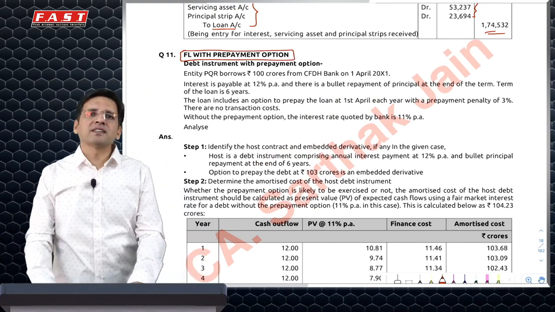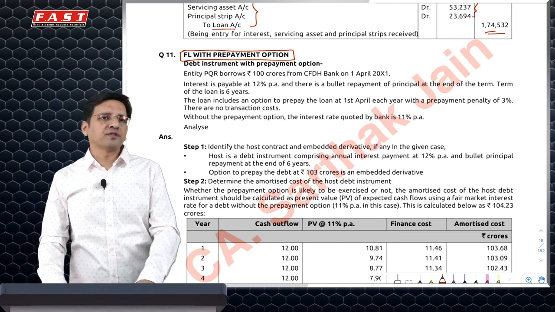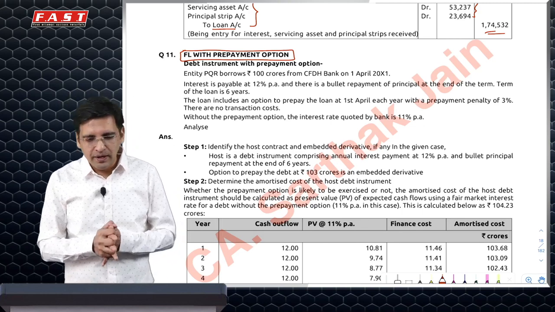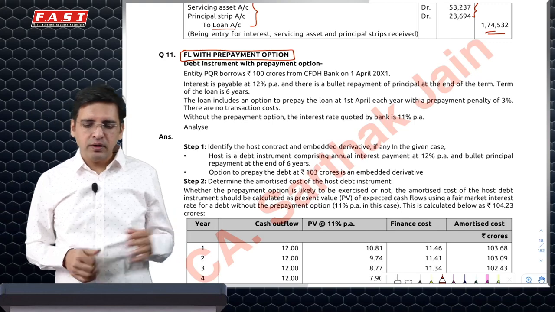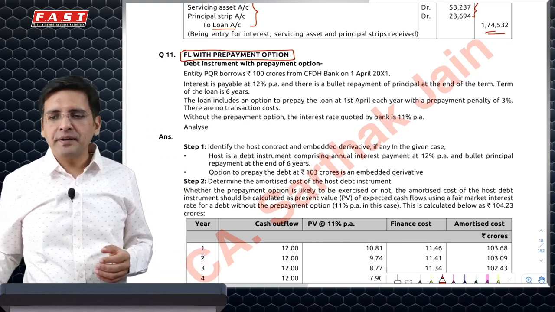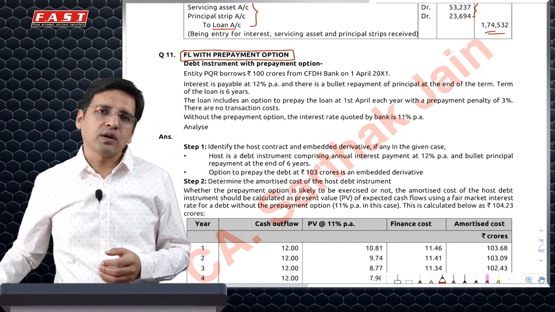And then there's the special question which the institute added in the study material. Not likely to be asked in exam, but many students do get confused with this question. That's why I've included it in the question bank. Financial liability with a prepayment option. First and foremost, let me give you the concept of this, as to what it is.